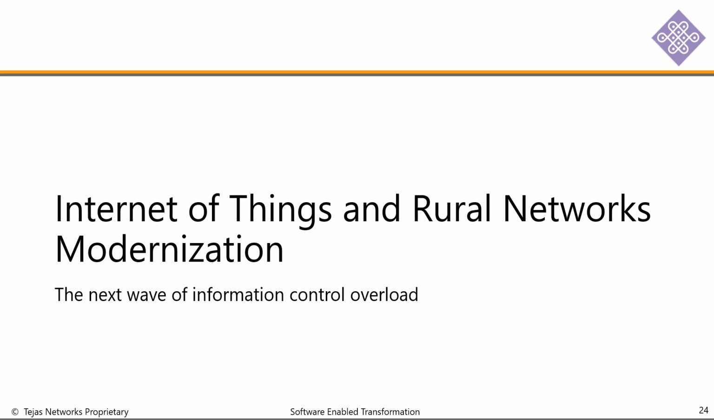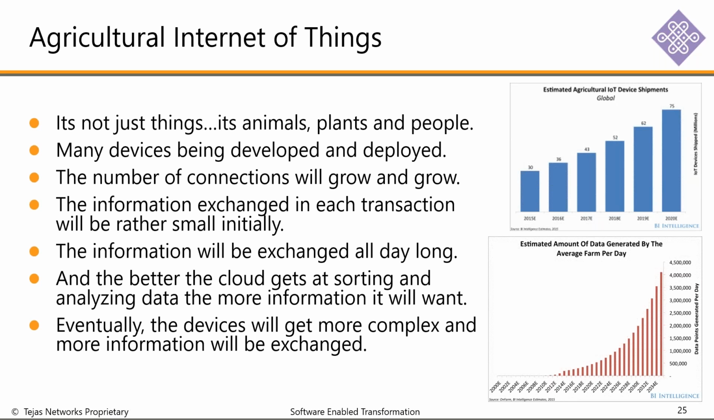And now I'm going to start to talk about things that we bring to the other 3 things that are left. I'll start that by talking about the Internet of Things and rural network modernization. The Internet of Things brings the next wave of information control overload. The information that's in the Internet of Things is not very large on a per byte level, or a per application level, or a per device level. It's relatively small.